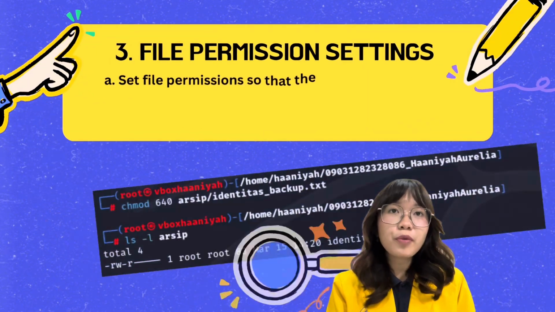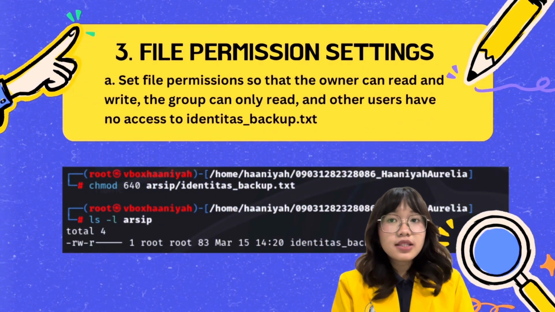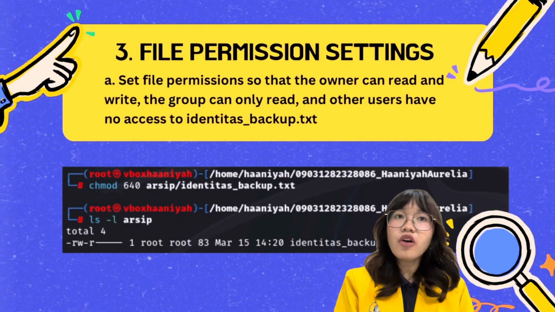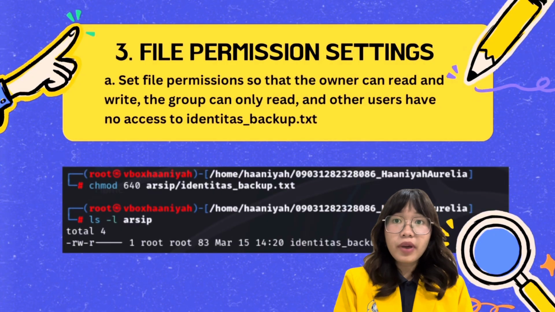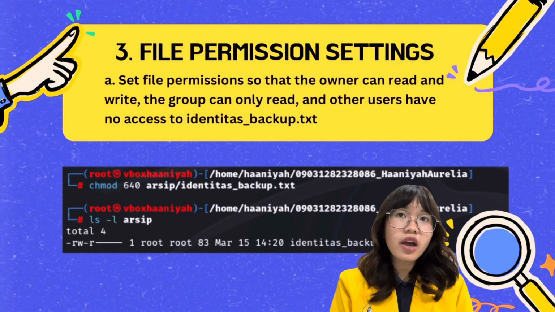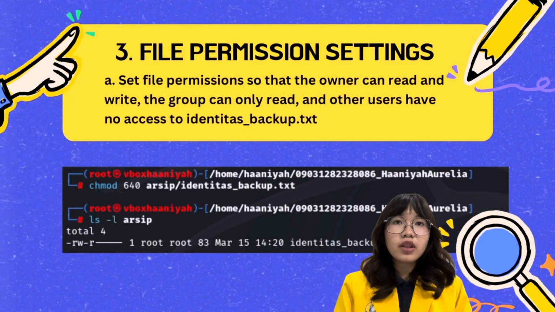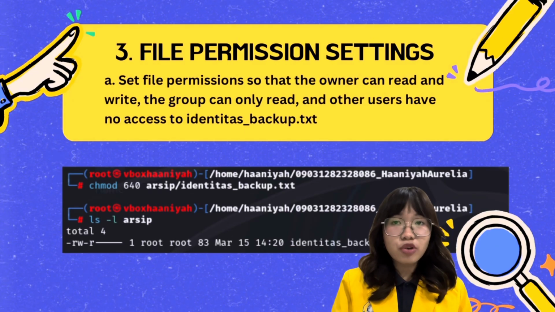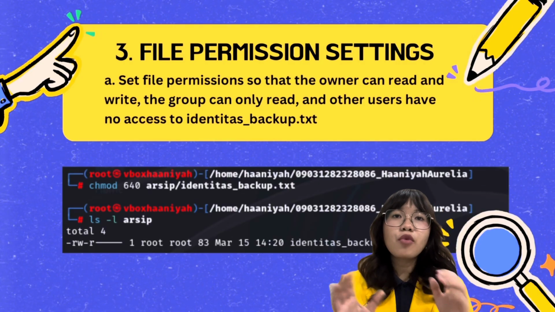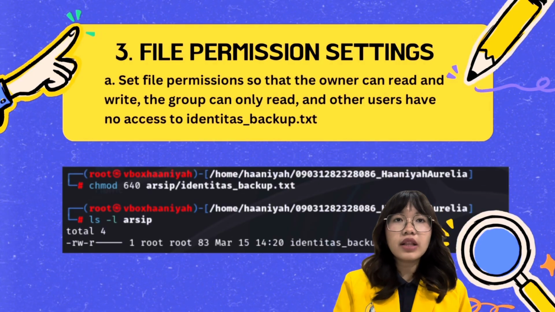3. File permission settings. A. Set file permissions so that the owner can read and write, the group can only read, and other users have no access to identitas_backup.txt. And then we will use the command chmod 640 arsip/identitas_backup.txt. The chmod 640 command sets permissions as follows: 6.